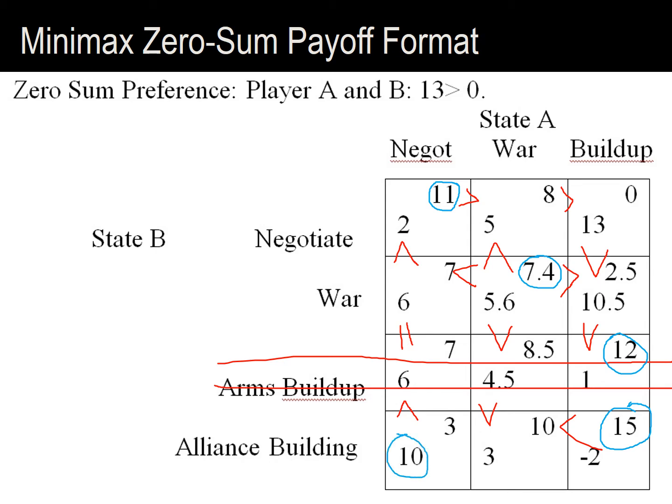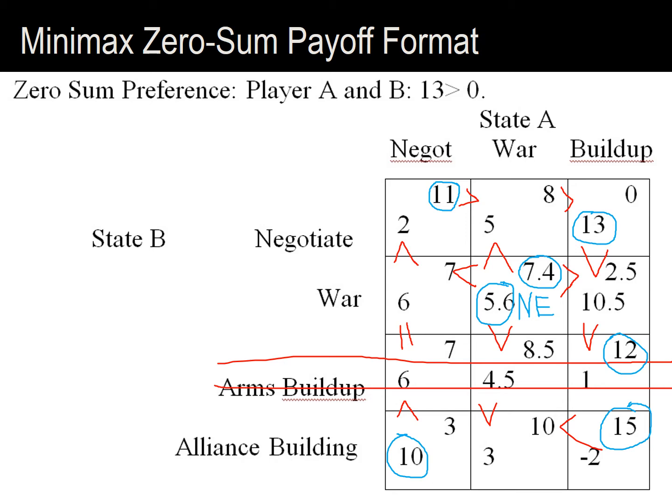Okay. Now, state B is going to do the same thing. State B, with respect to the first column of negotiation, is going to pick a 10. With regard to the second column of war, it's going to pick 5.6. And with regard to a build-up, it's going to pick 13. So the best response analysis would suggest that the Nash equilibrium is here at the intersection of state B going to war and state A going to war, and it's going to produce a conflict.